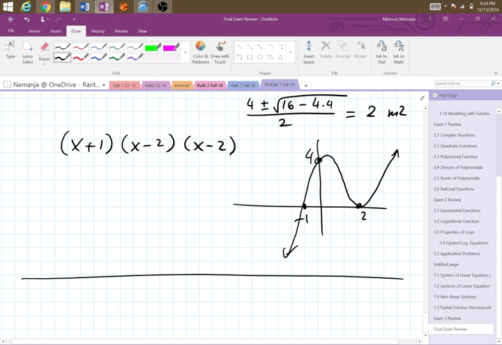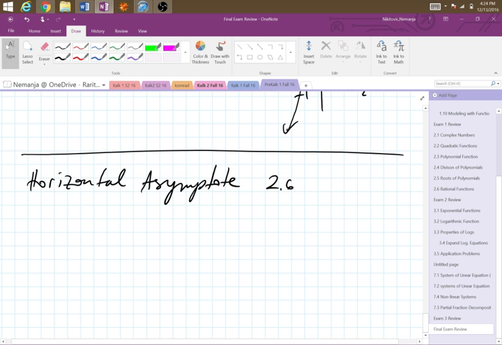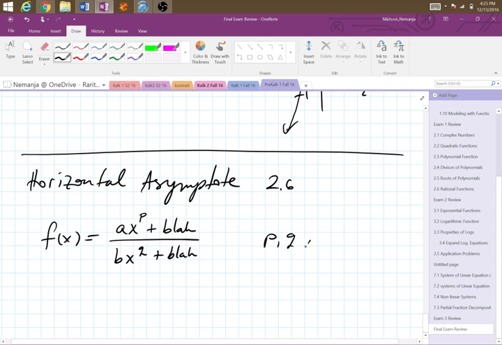Yes. So for horizontal asymptote, we are memorizing. This was in 2.6. We are going to have a function given as a x to the p plus stuff, over b x to the q plus whatever after. These are the largest exponents, p and q.